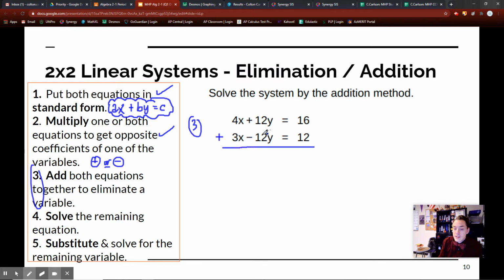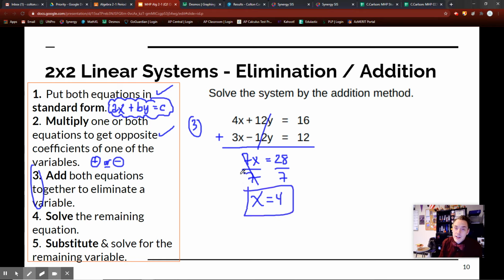I noticed that the y variables are already opposite coefficients. So when I add them down, the whole thing, these go poofy. This becomes 7x equals, and this right here becomes 28. Divide by 7, divide by 7, that goes poofy. x equals 4. So this one was nice.